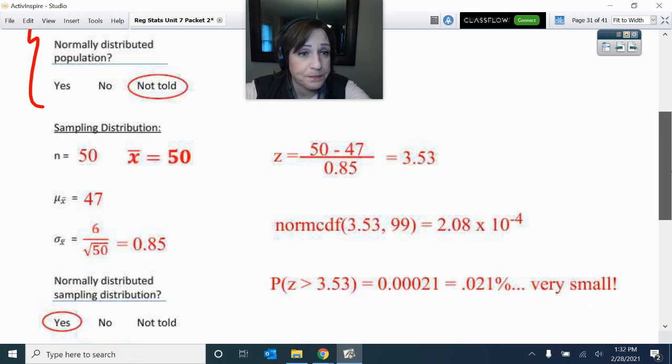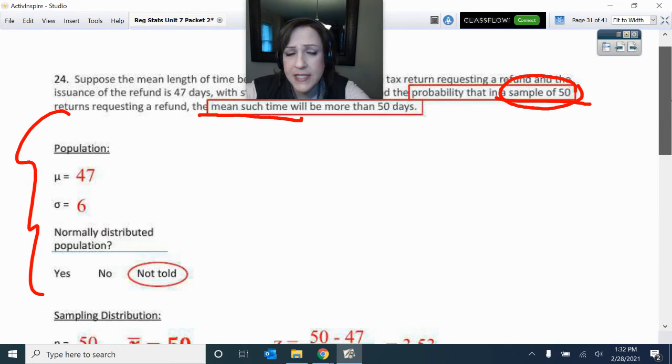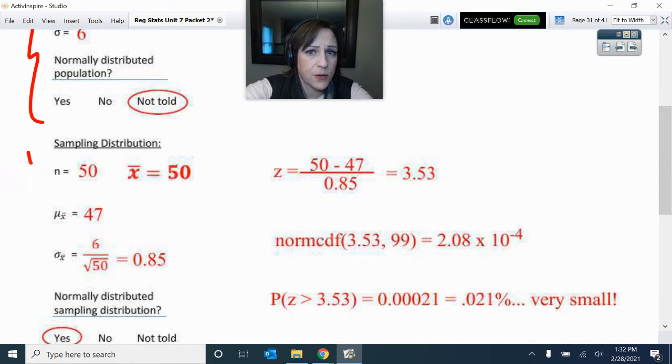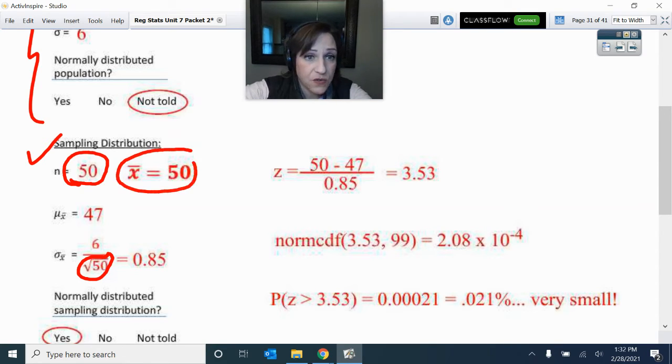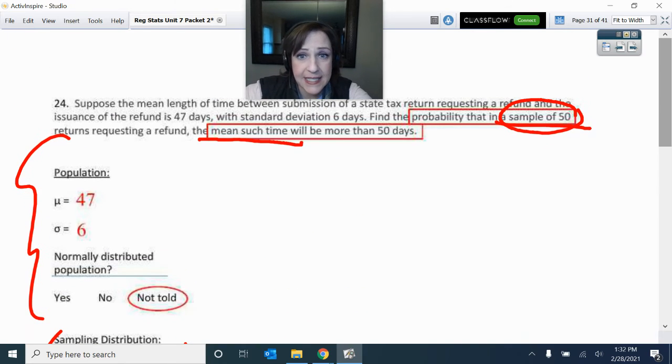So we come on down here. The sample was 50. Okay, so here was that. And then we were also seeing if it lasted longer than 50, so 50 was also our X bar. That's interesting, so let's not get those 50s confused with each other. This is 50 because the sample size was 50. This is 50 because they asked us more than 50 days.